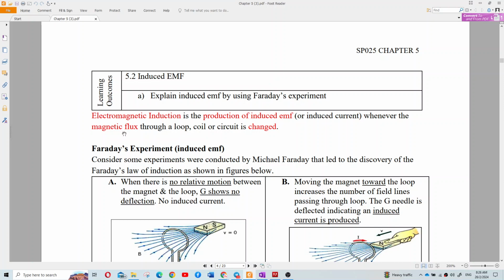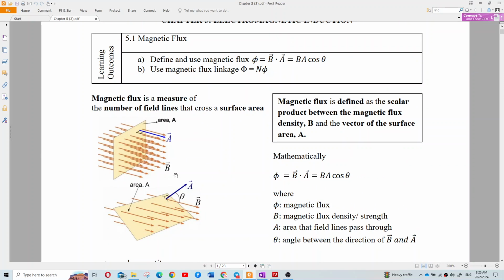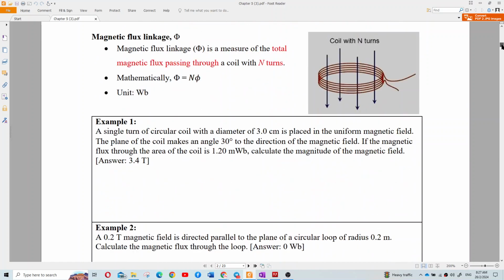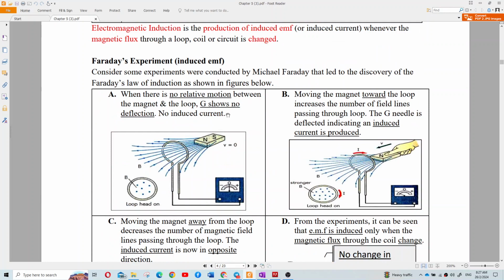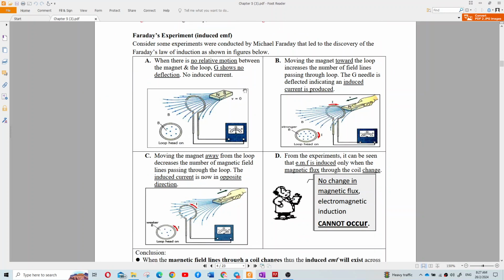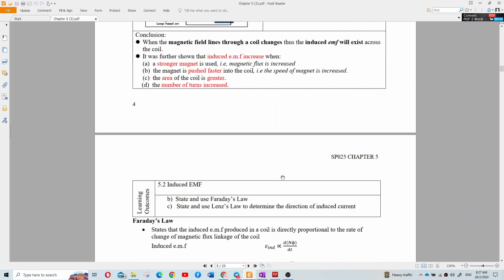So the concept of magnetic flux that we learned before is very important. Magnetic flux is the number of field lines passing through a certain area. If this number of magnetic flux passing through the area changes, then it will generate electric in the coil. That's Faraday's law. Flux change.